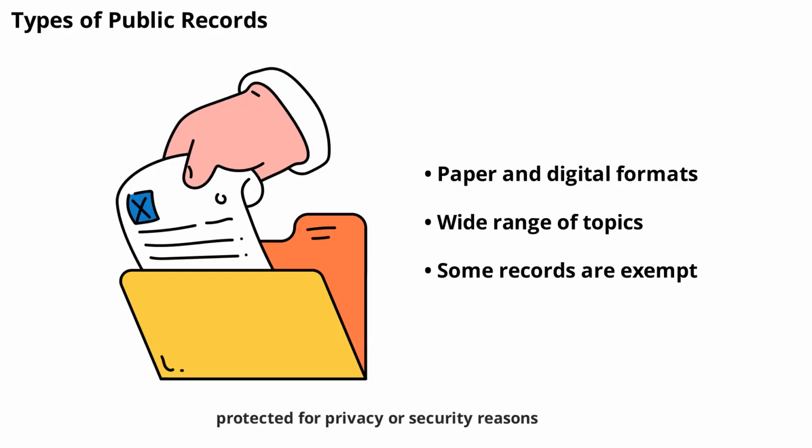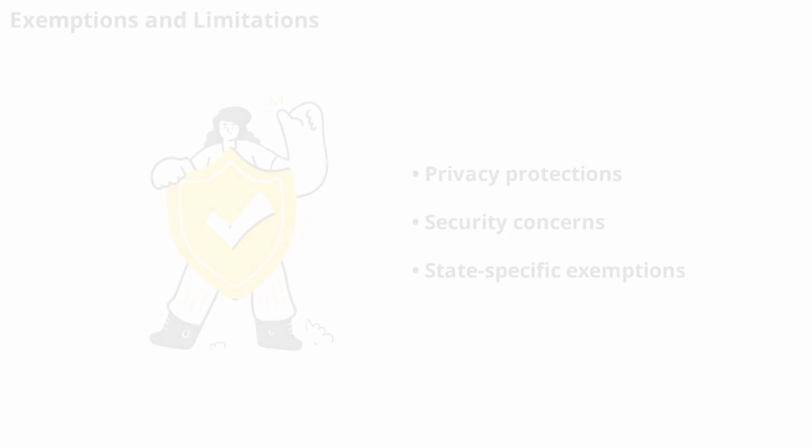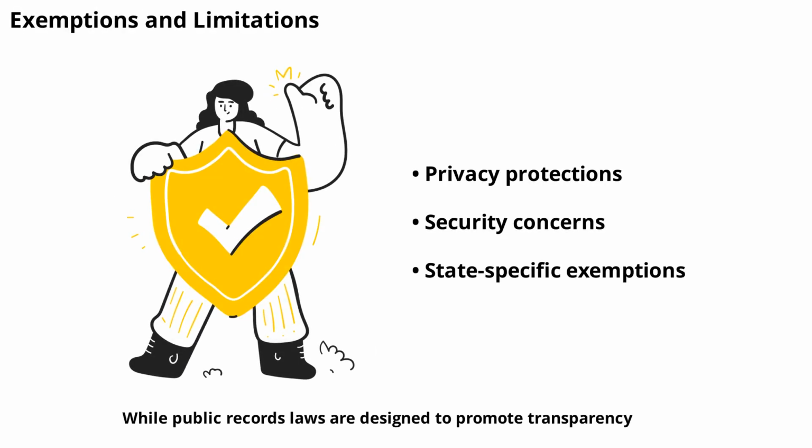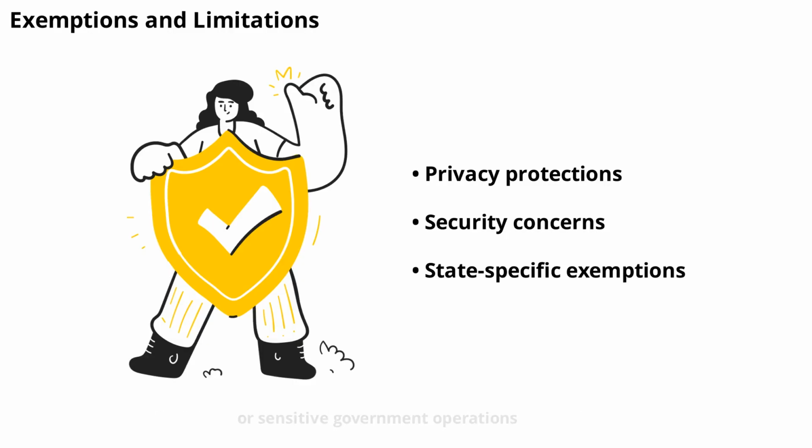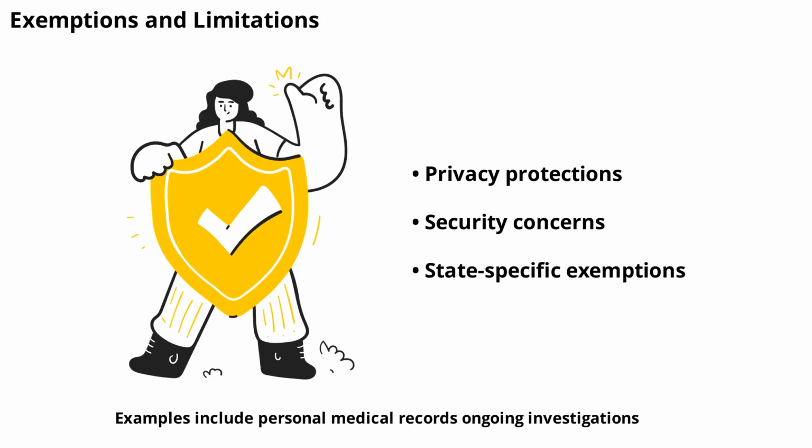However, not all records are public. Some are protected for privacy or security reasons. While public records laws are designed to promote transparency, there are important exemptions. Certain records are withheld to protect privacy, security, or sensitive government operations. Examples include personal medical records, ongoing investigations, or information related to national security. Each state defines its own exemptions, so it's important to review these before making a request to understand what you can and cannot access.